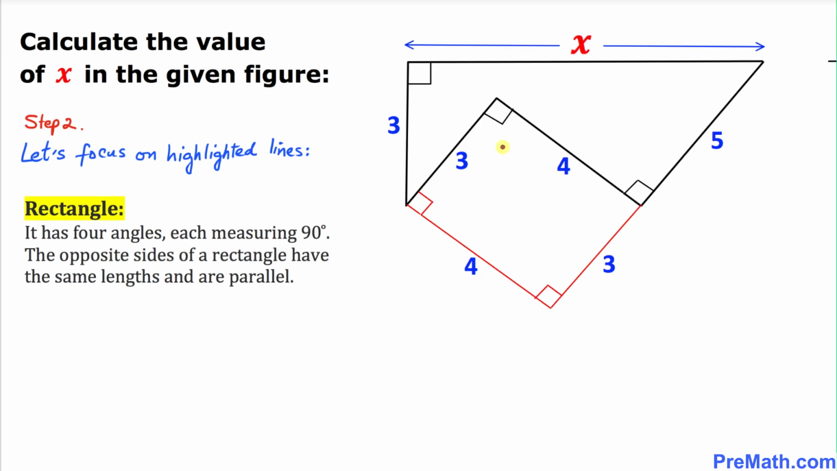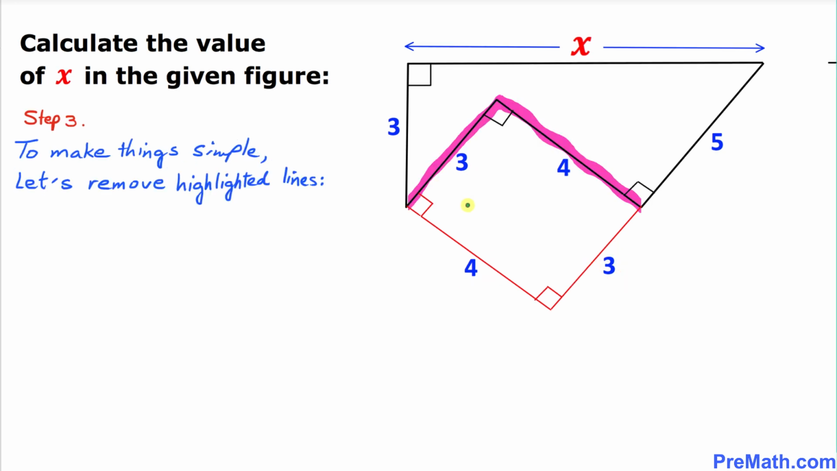And here is our better looking figure, nicely written down over here, and we can see that this side is parallel to this side, isn't it? And this side is parallel to this side. Why? Because this is a rectangle, and that means if this side is 4 units, this has got to be 4 units as well. And since this side is 3 units, this has got to be 3 units as well.